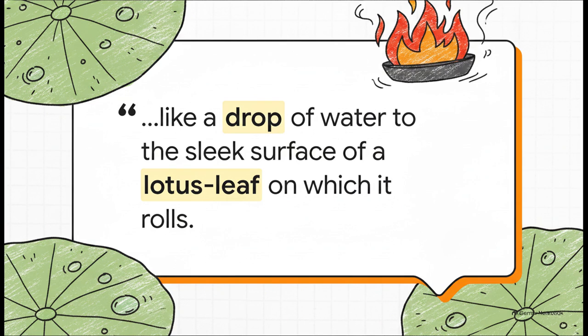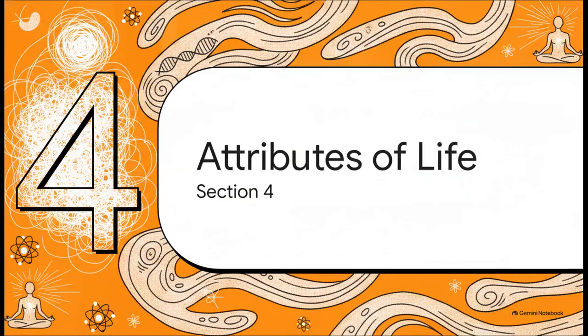The text also compares it to a fire purified in its pan. Its course might get altered by its surroundings, but its core, eternal nature, completely untouched. Let's keep that in mind as we move to Section 4, the 3 attributes of life.